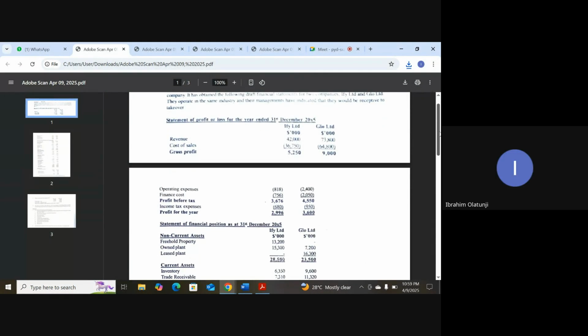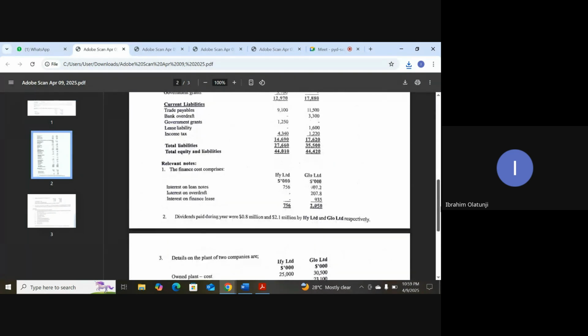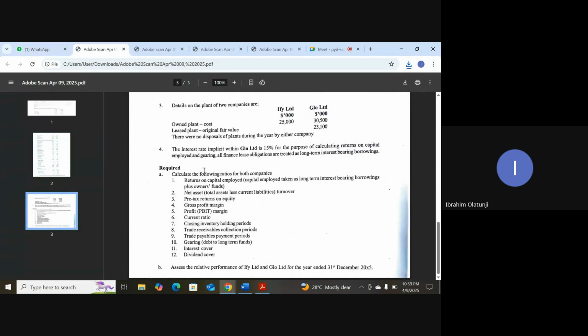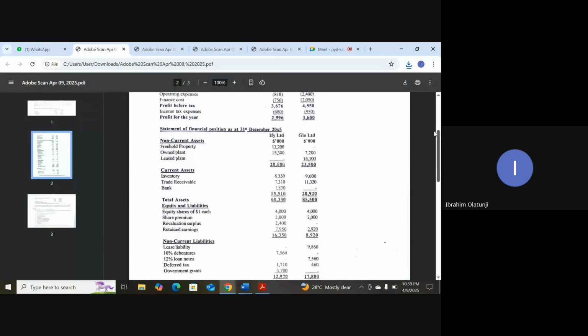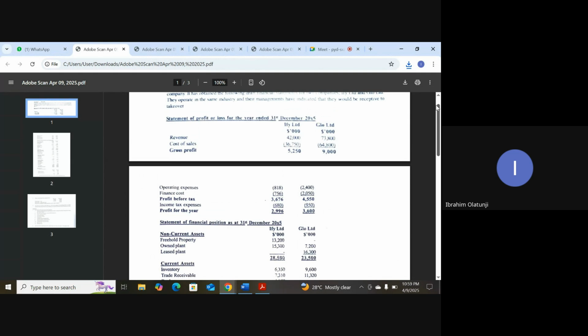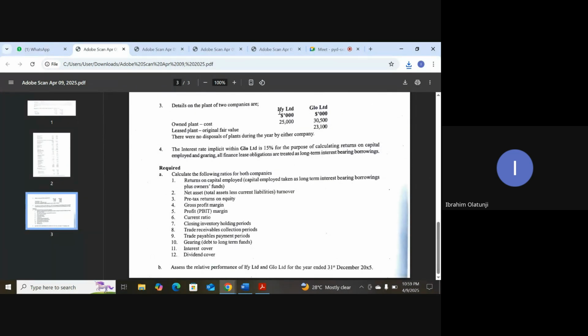Okay. Another thing here is this. Let's look at the requirement here too. See now, the requirement that we have here, the examiner is already stating it. Calculate the following ratio for both companies. How many companies are there? Two companies. You can see IFI Limited and Glow Limited. So as you are computing for IFI, you'll be computing for Glow. You have to compute return on capital employed. And I said, sometimes if you want to calculate your capital employed, the examiner will tell you what he or she needs. You can see capital employed taken as what? Long-term interest bearing borrowing. Can you see? Hello?